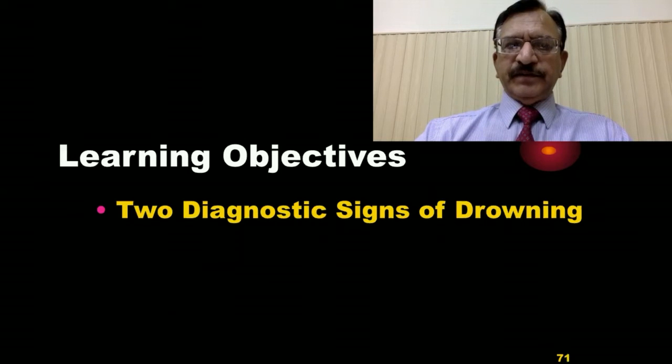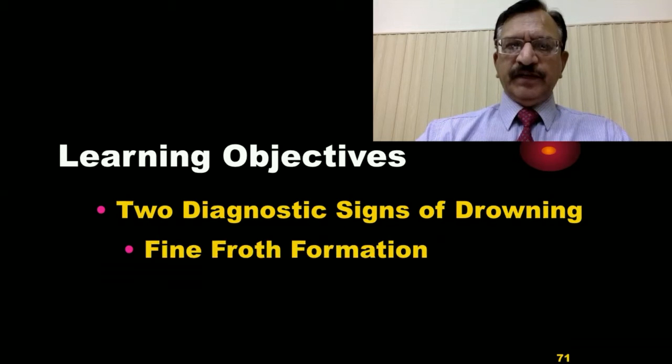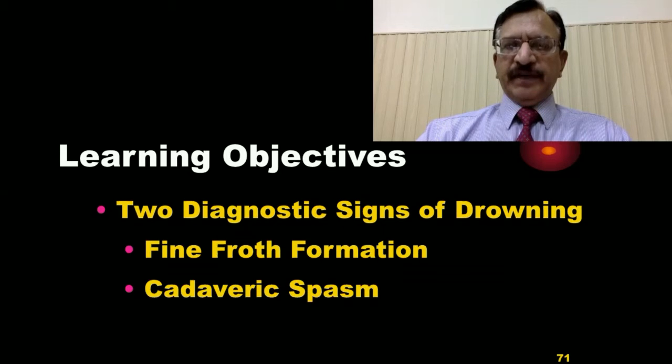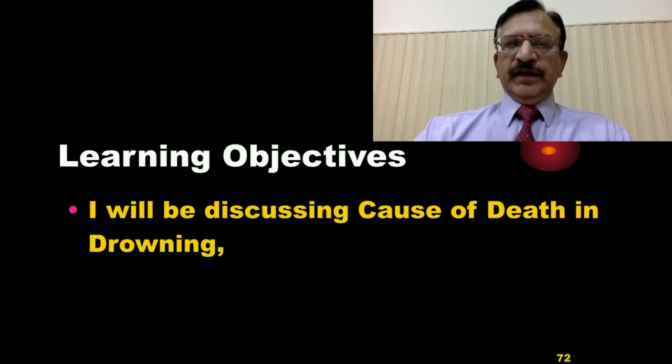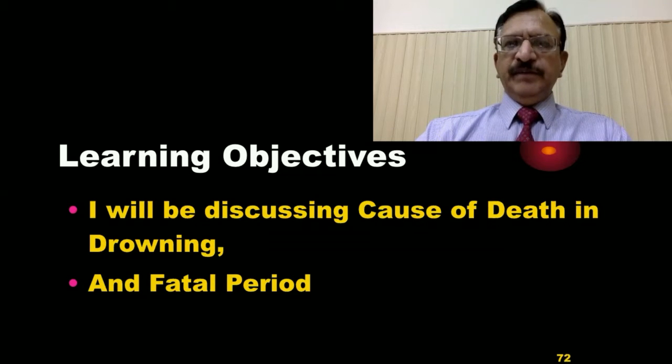The other objectives will be that we will discuss two diagnostic signs of drowning, which are pathognomonic externally: fine froth formation and cadaveric spasm. These two are external diagnostic signs which are visible from outside. Then I will discuss the cause of death in drowning and its fatal period.